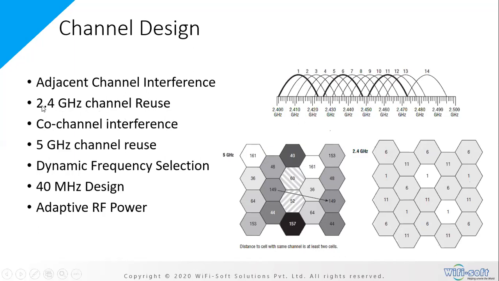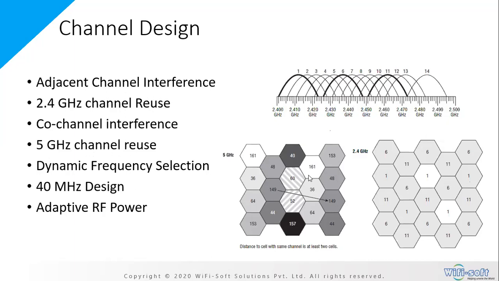Then how do you reuse your 2.4 gigahertz channel? What is channel reuse? That means the diagram below, where it is showing a honeycomb, is basically how you need to design your 2.4 gigahertz network, so that there is very little interference between different things. You can see that channel 6 is completely isolated, and there is no overlap between any channels. So this is how you need to build your network when you are building a 2.4 gigahertz network.